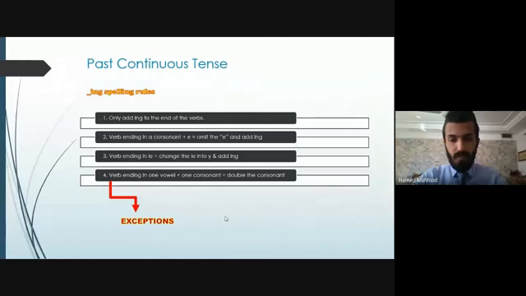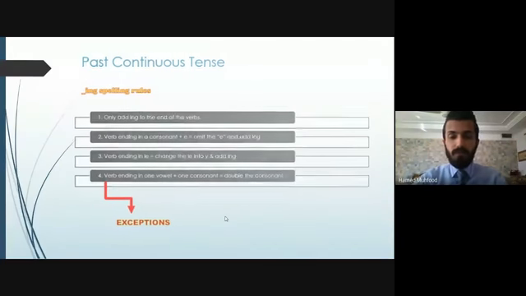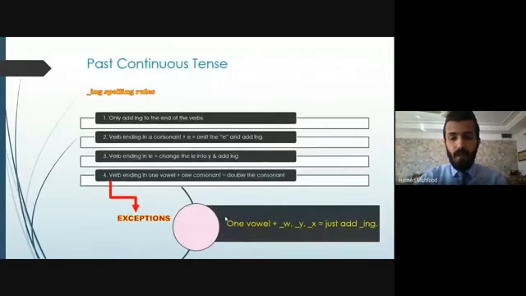So exceptions to rule number 4. If we have a verb that ends in one of the letters X, Y or W, and this letter is preceded by one vowel, in this case we only have to add ing. إذا كان عندنا الفعل، احنا قلنا أنه القاعدة الرابعة تقول إذا كان الفعل ينتهي بحرف صحيح واحد وقبله حرف علة واحد، بهالحالة لازم نكرر الحرف الأخير ونضيف ing.